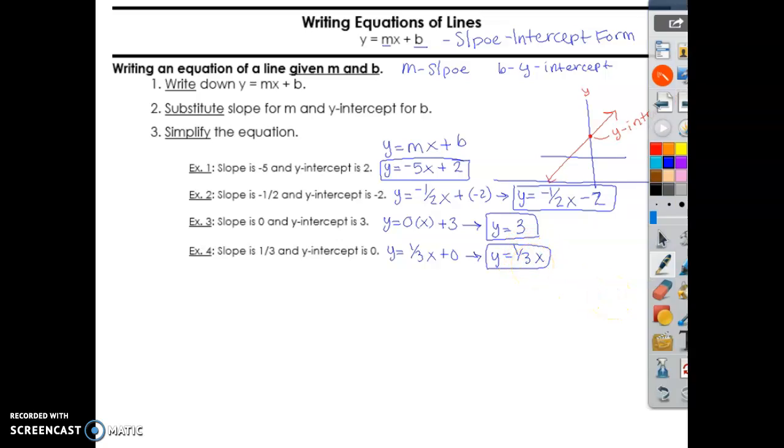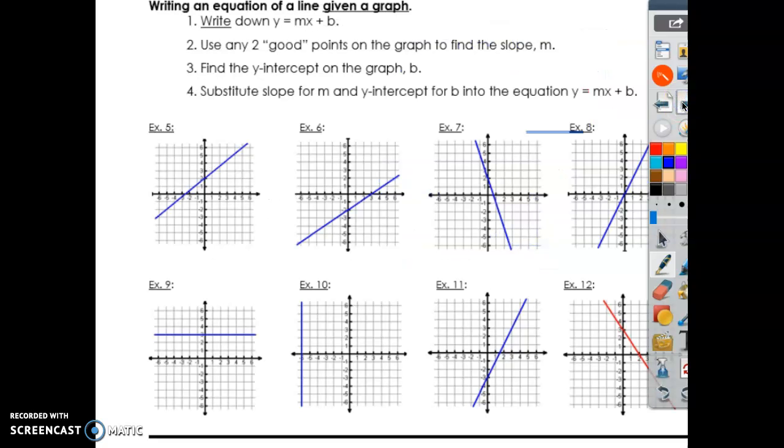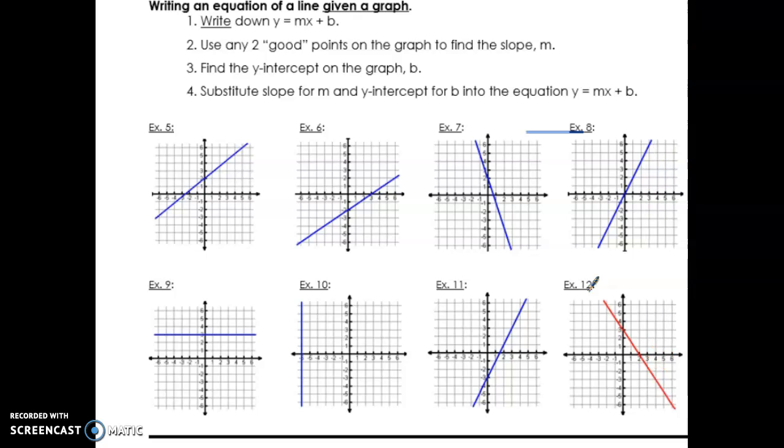Okay, so let's look at the problems underneath. These ones right over here. We'll do a few together. It says writing an equation of a line given a graph. Write down y is equal to mx plus b. We'll write it once up here: y is equal to mx plus b. But we don't have a lot of space, so we're not going to write it every single time.